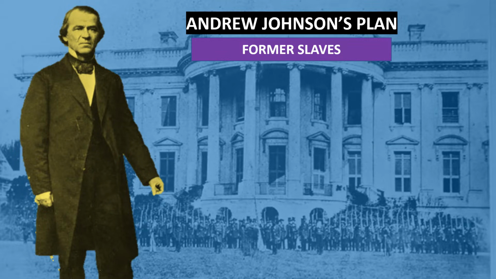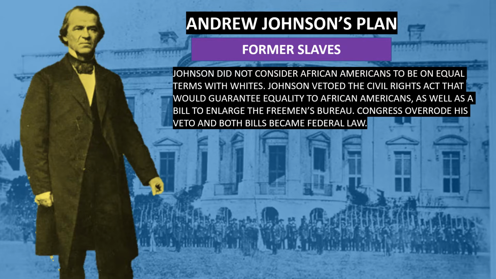His plans for former slaves lacked depth and force. Johnson did not consider African Americans to be on equal terms with whites. Johnson vetoed the Civil Rights Act that would guarantee equality to African Americans, as well as a bill to enlarge the Freedmen's Bureau. Congress overrode his veto, and both bills became federal law.